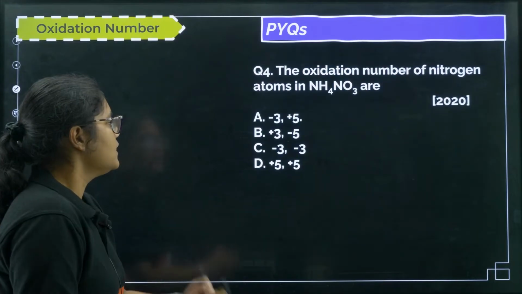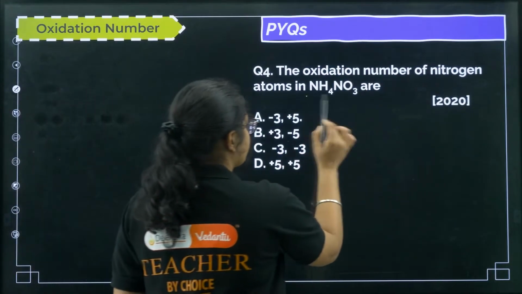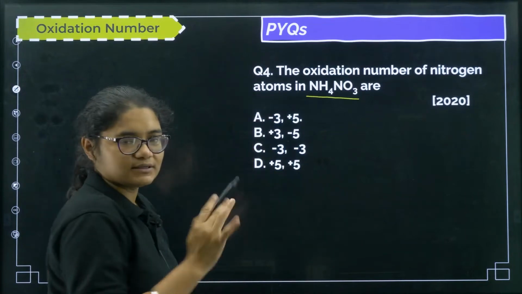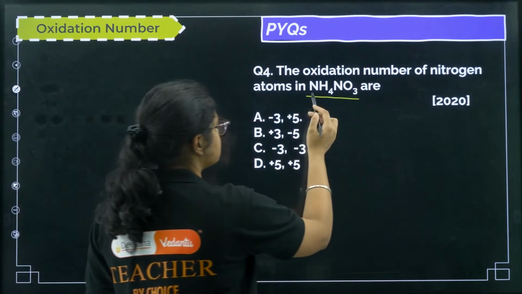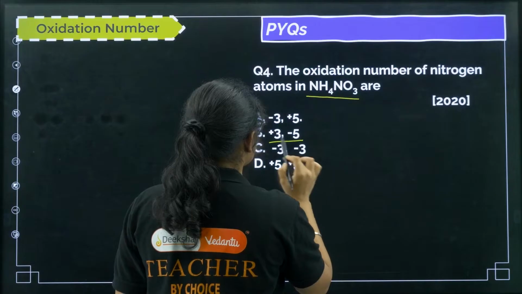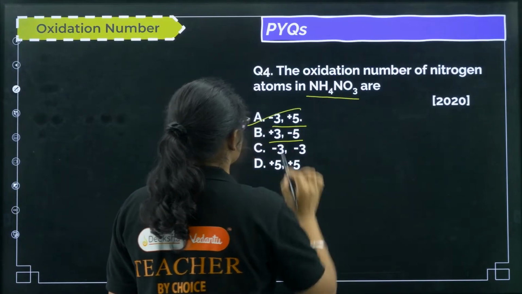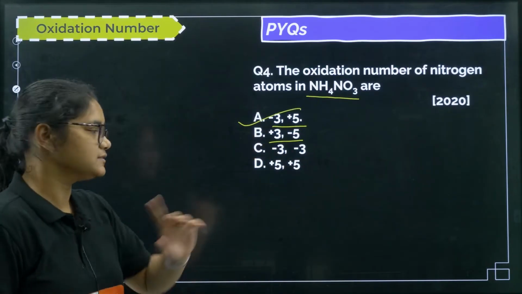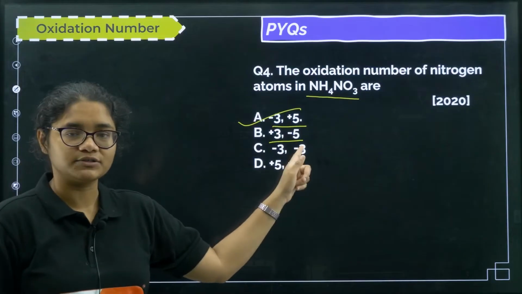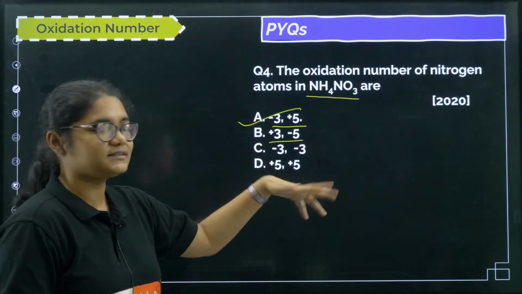Next, the oxidation number of nitrogen in NH4NO3 is, you can see a similar question we just solved, it is -3 and +5. Option A is the correct answer. You have to be very careful with the options. You can see that the charges have been reversed.